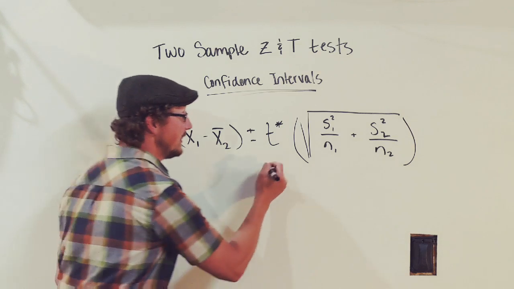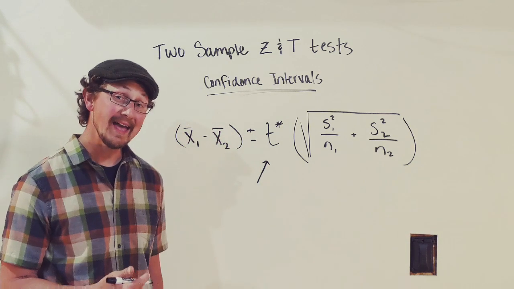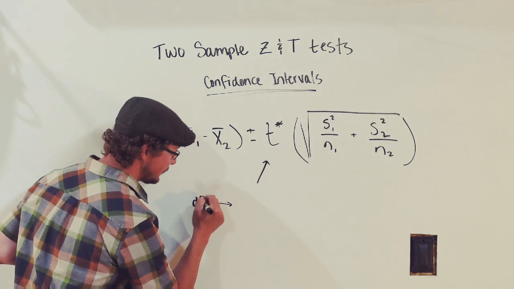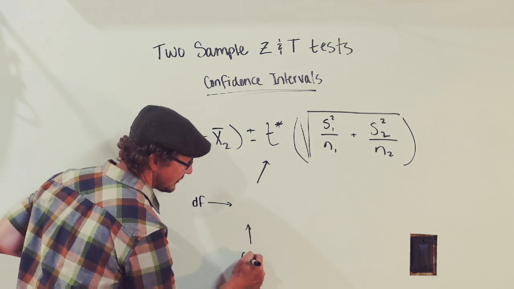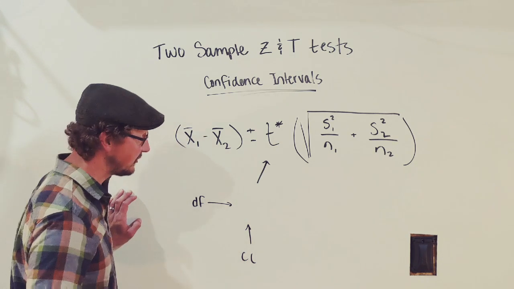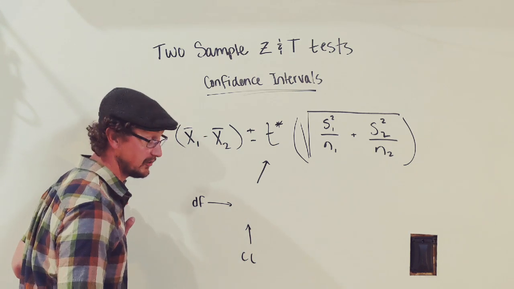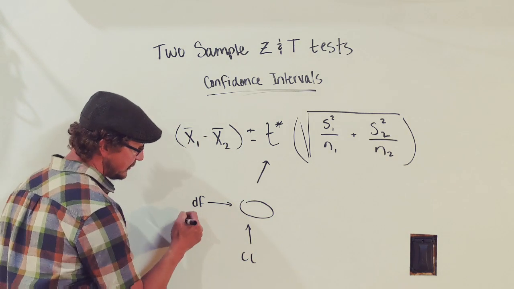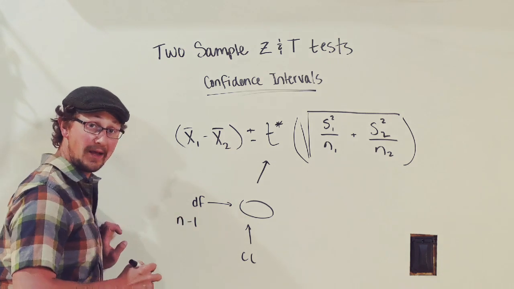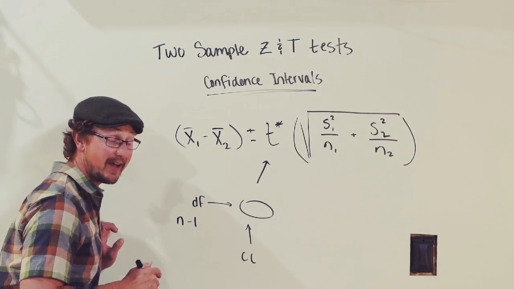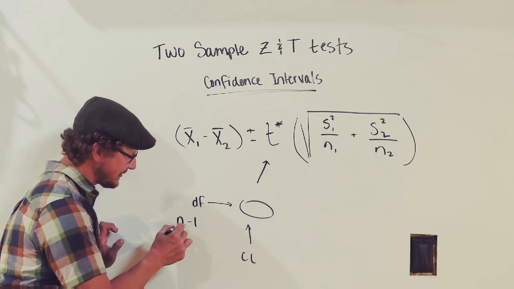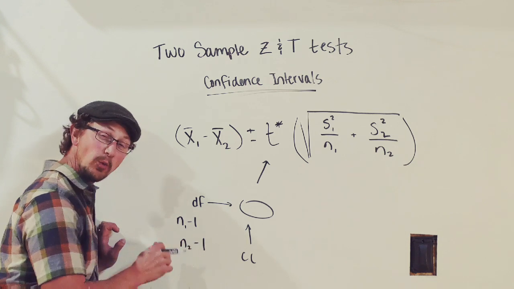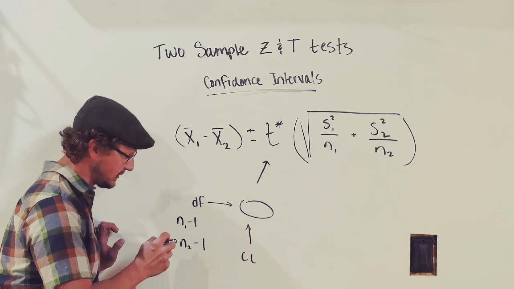Now t star can be found using table A. We're going to triangulate the degrees of freedom and the confidence level, whatever that percentage is. And we're going to use our table C to do that. And so we'll find that value. Now degrees of freedom, as you recall, is n minus 1. But because we now have two samples, it's either n1 minus 1 or n2 minus 1, whichever one is smaller.